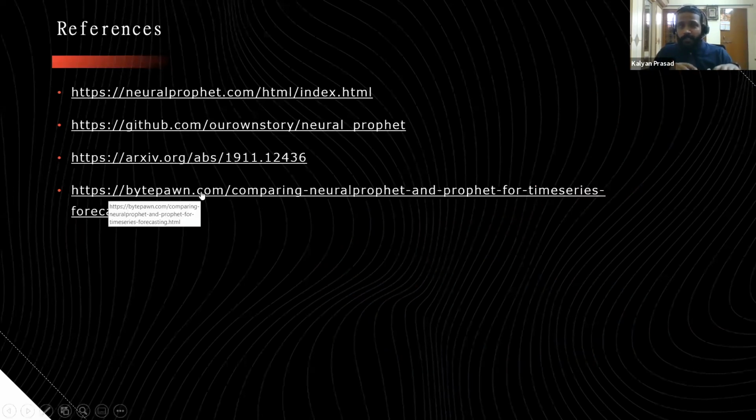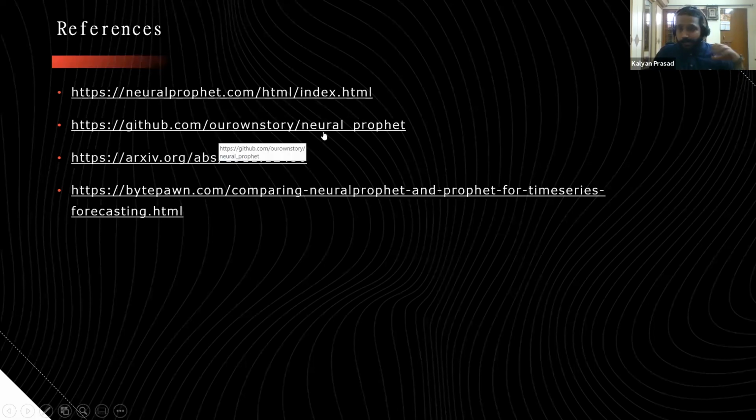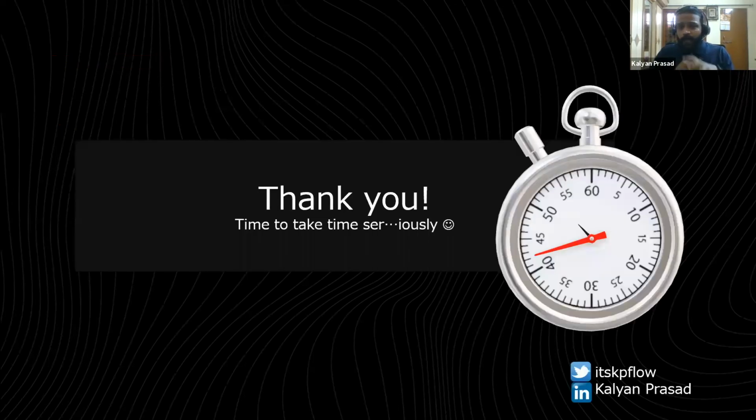And here are some great references for exploring NeuralProphet. This is the documentation page, and this is the author's GitHub repository, where you can check some amazing tutorials as well. This is the ARNet library page, and this is a good article on the difference between Prophet and NeuralProphet, written by Pat. This is again an amazing resource.